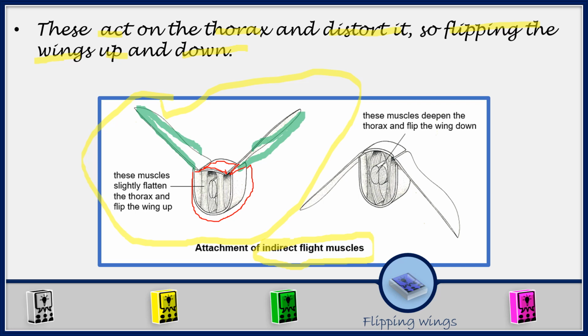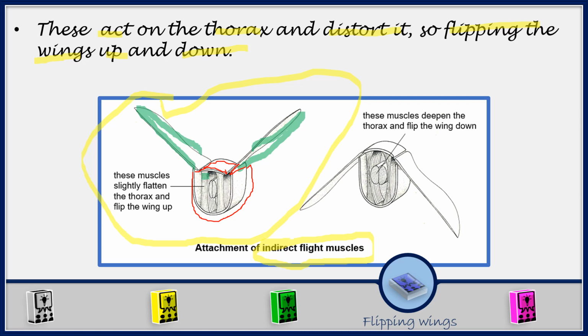Now what is going to happen, why we call these muscles indirect? It's because they are not directly attached to the wings. They are just attaching themselves to the thorax.